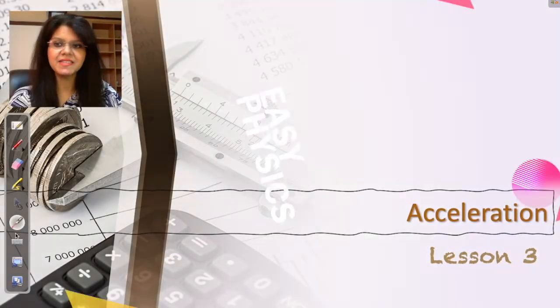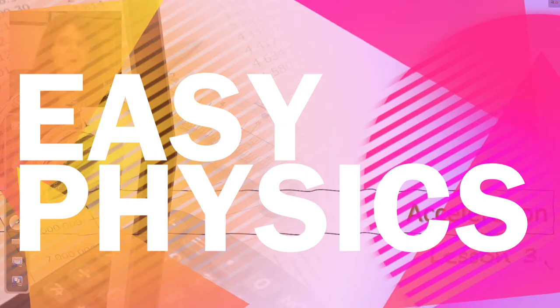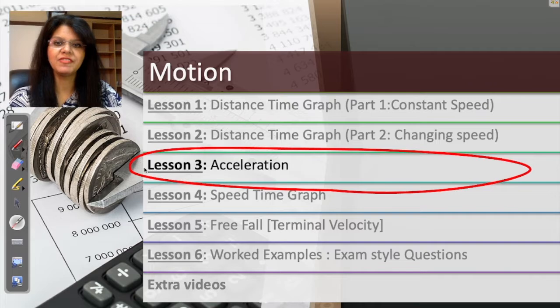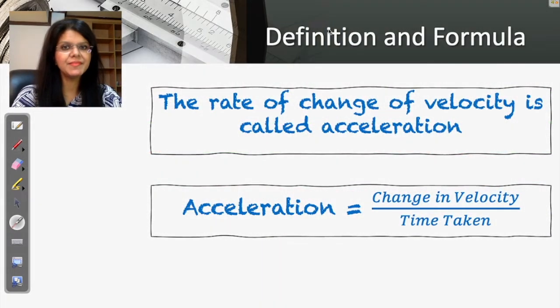Acceleration. This is our lesson 3 on this chapter of motion. Before acceleration, in the previous 2 videos, lesson 1 and lesson 2, we did the distance time graph. In these 2 chapters we understood the distance time graph for constant speed and for changing speed. If you have not gone through these 2 chapters, please go through them so that you understand lesson 3 nicely. So let us start by understanding the definition and the formula for acceleration.